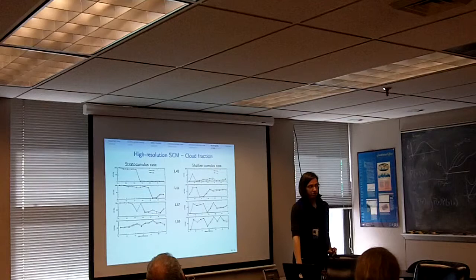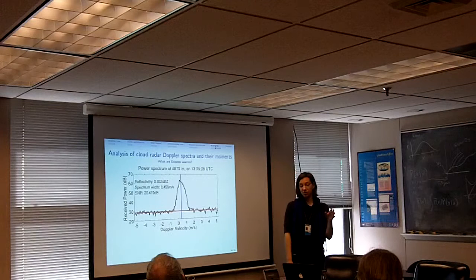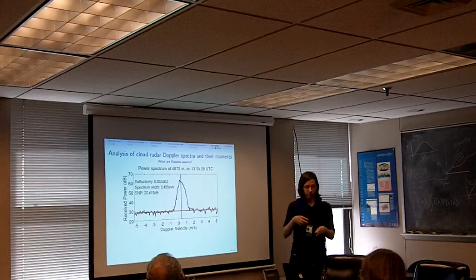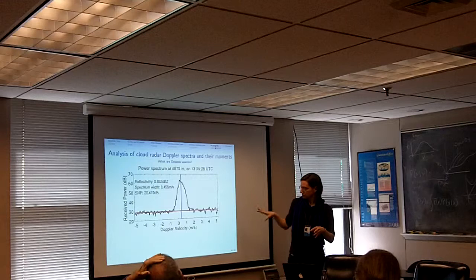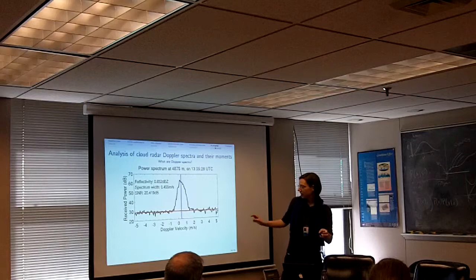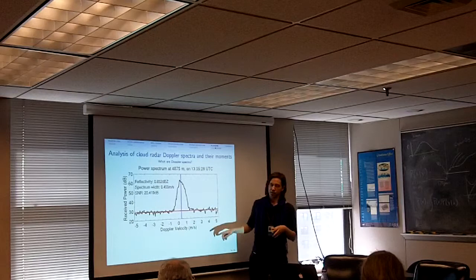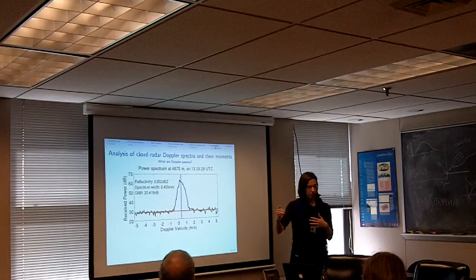All right. On the other side, what we're doing is looking at the microphysics within the formation of the drizzle. We're using the cloud radar Doppler spectrum. Just to make sure that we all understand what a Doppler spectrum is: this is the distribution of the power received by the radar by the velocity at which it was going relative to the radar, so whether it's going towards or away from the radar.